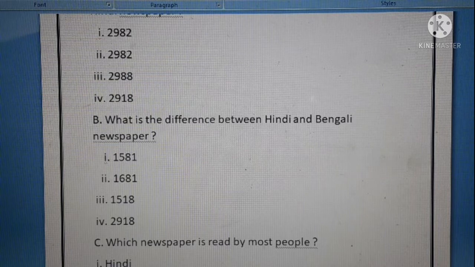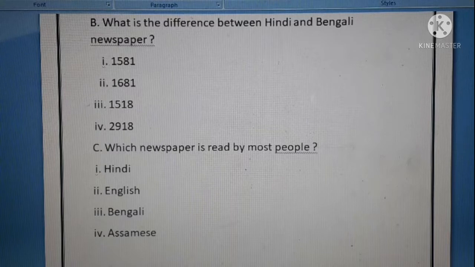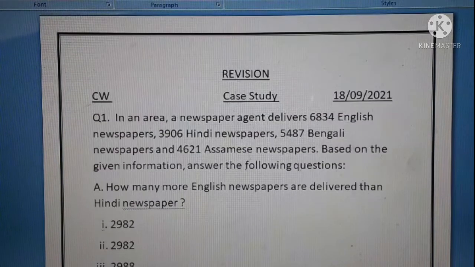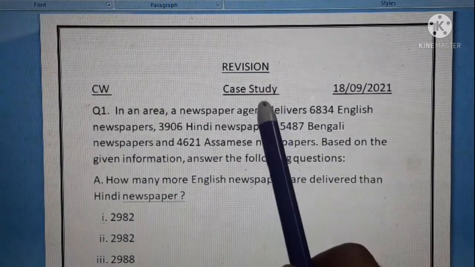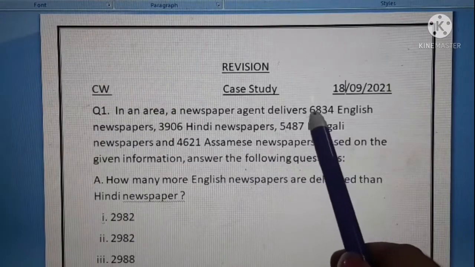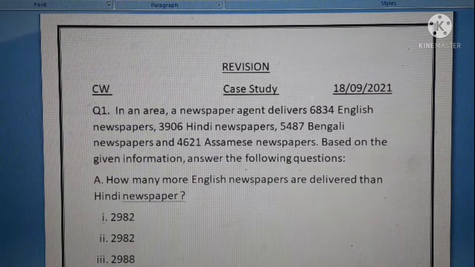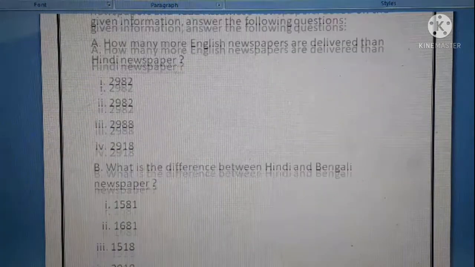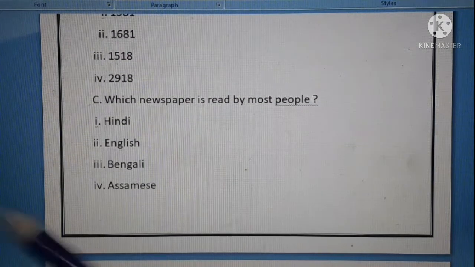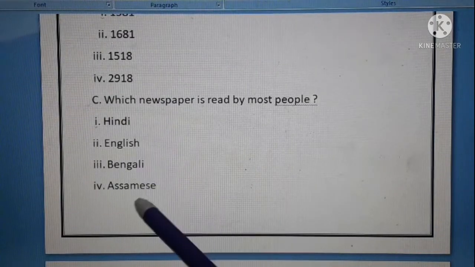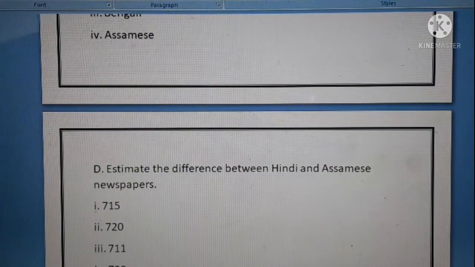Then the next one, you see, which newspaper is read by most people? So you have to go back to the information and see which is the greatest number. That means that newspaper is read the most. You can see that this is in 6,000s, that means the English newspaper, right? So you have to compare all the newspapers and find out which newspaper is read by most of the people. Okay, so you have to choose the correct answer: Hindi, English, Bengali, Assamese. Which is the correct option? Hope it is clear to everyone. Let's see the next one.